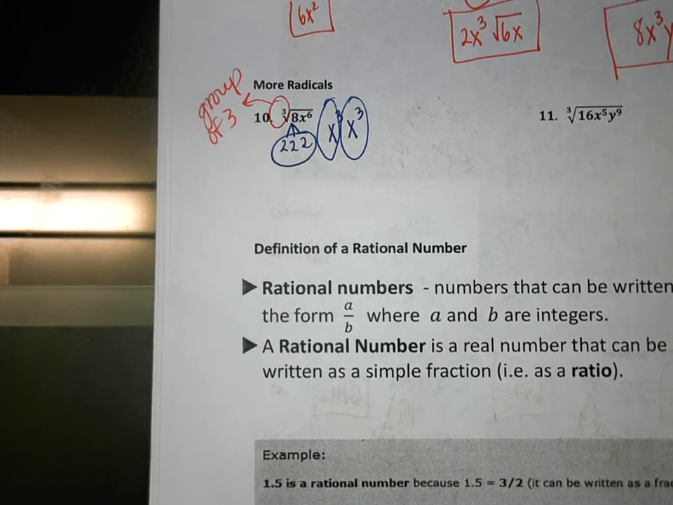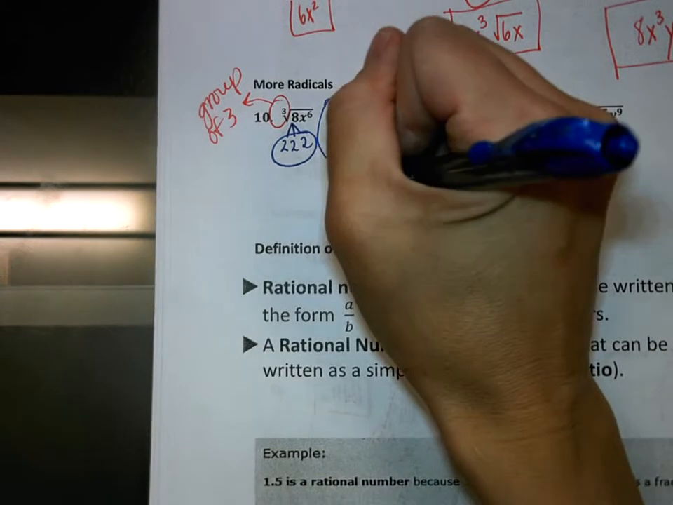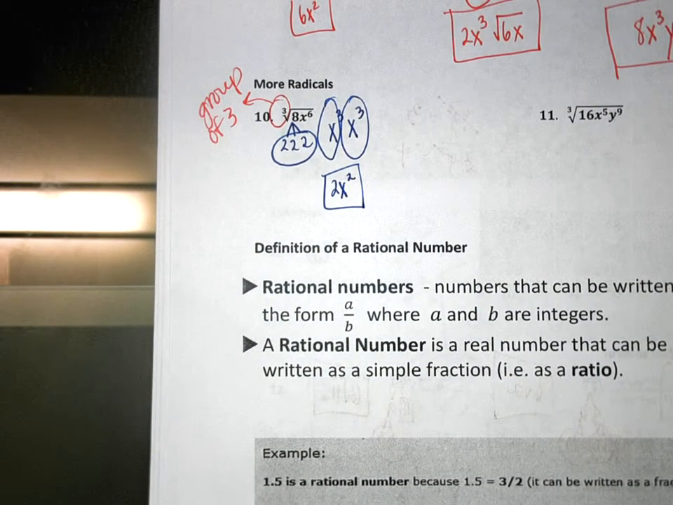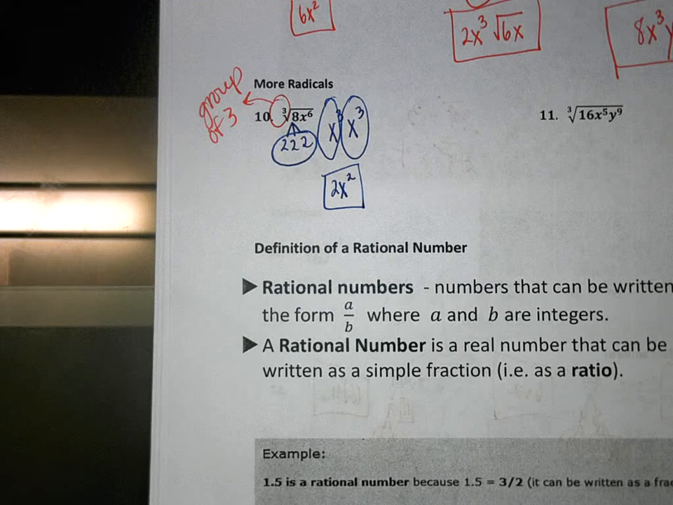So how do you think I'm going to write this answer? Is there anything that's not in a group? No. So that means there's going to be no root left over. And how will I write this answer? 2x. Very good. 2x squared. Okay. We're good?